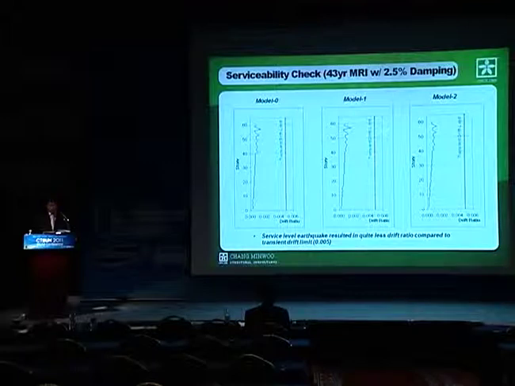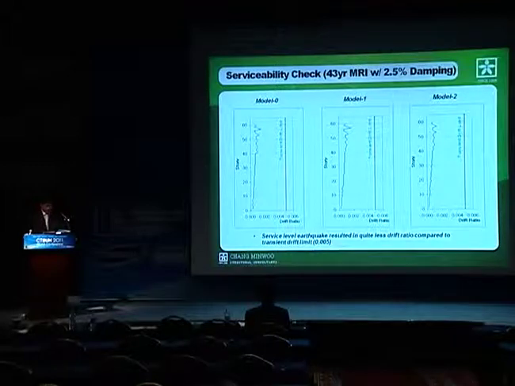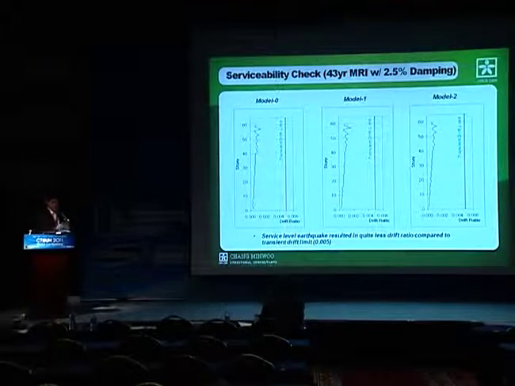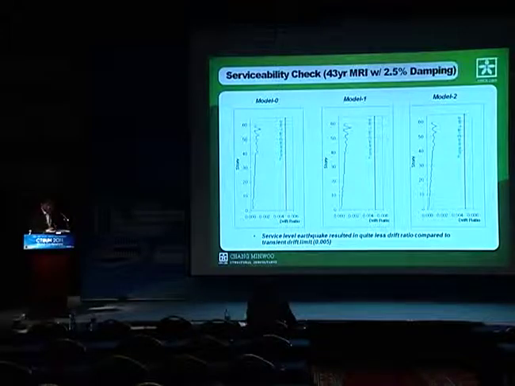A serviceability check was conducted using the 43-year return period earthquake. All models were under the drift limit. The strength check was omitted because the member design was determined mainly by the wind forces. There is a lot of overstrength at this serviceability stage.